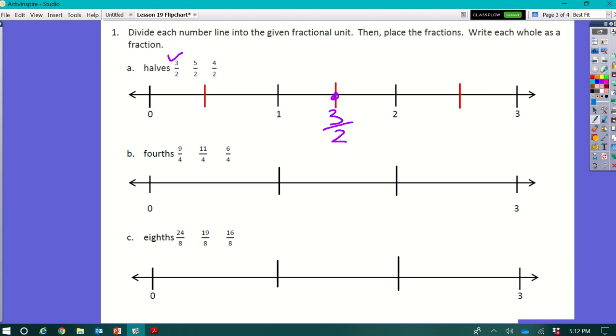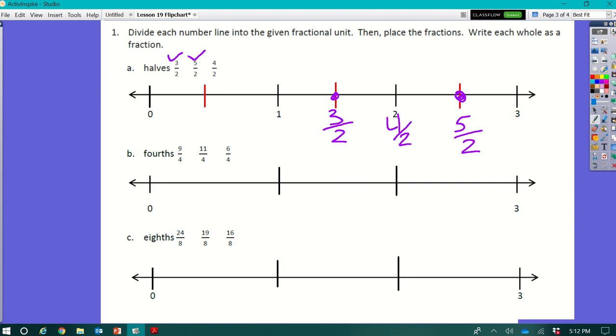I did 3 halves. Now I need to find 5 halves. Well, I know if that's 3 halves, then I can just keep counting. So after 3 halves comes 4 halves, and then 5 halves. So at 5 halves, I'm going to put a dot. And then look, check that one off.